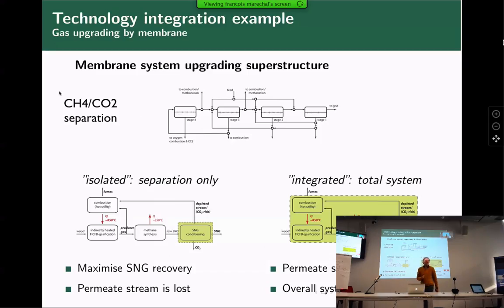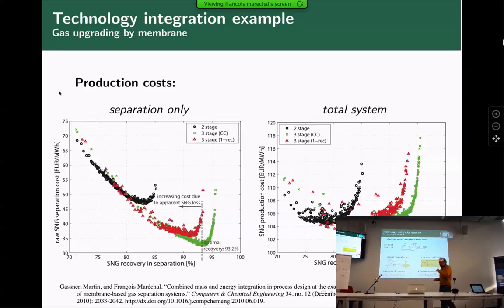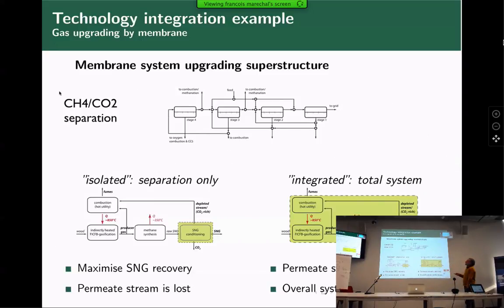I'm going also to show you why it is important to do process system design and not just process unit optimization. And the example is here. At the end of the process, you have to separate the synthetic natural gas from the carbon dioxide. And you can use a system like this one, which is a membrane system, a four-stage system. You can see that it's a real superstructure with a lot of flows that have to be optimized, and that are combined.